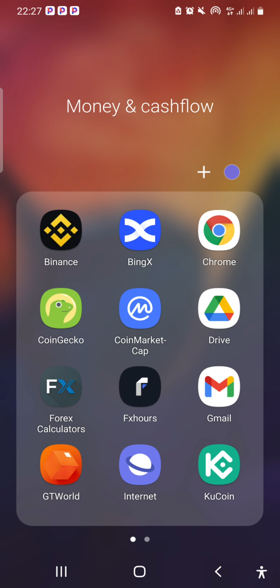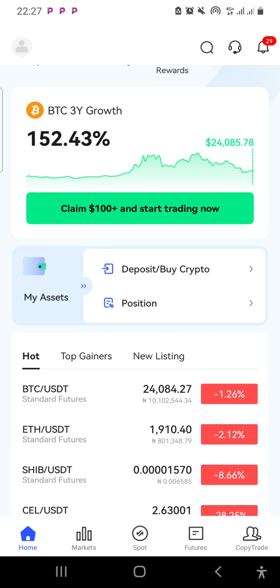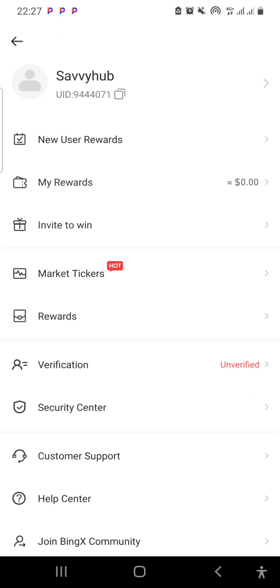For ease of access, I advise you to trade with your phone, as our mobile devices are probably one of the first things we always have with us. So this is the BingX app, which I'm going to open now. You sign up and register and all of that. I think this is the interface.